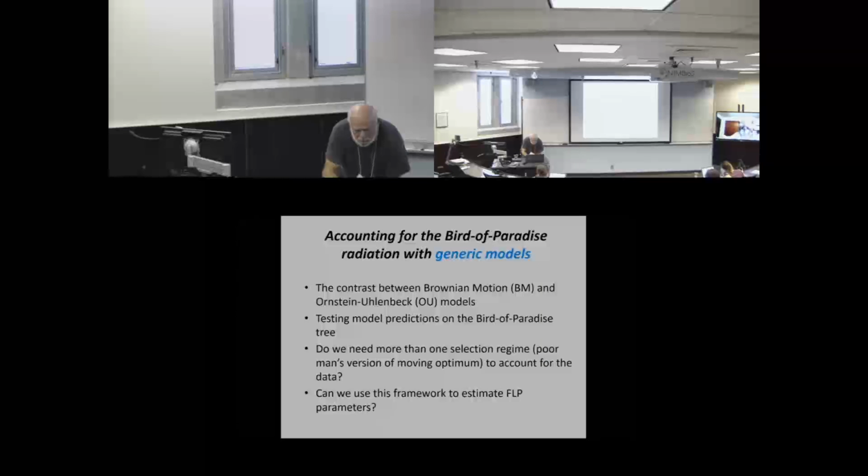And here's a nice takeaway. We're going to show how you can use this framework to estimate FLP parameters, things like omega, N sub B, well, omega and what else? We'll have to look at it, I can't remember what else we're estimating.